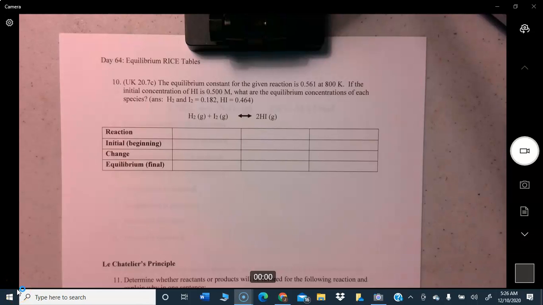This is part 3 of the day 64 equilibrium RICE table assignment, and we're almost done with it. We're getting there. Okay, so here we go.